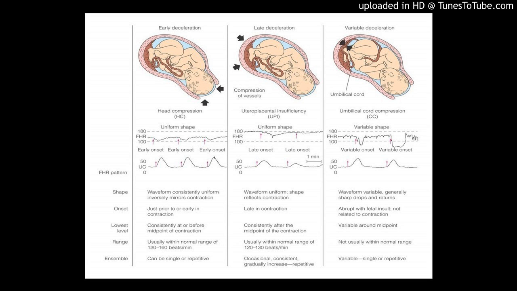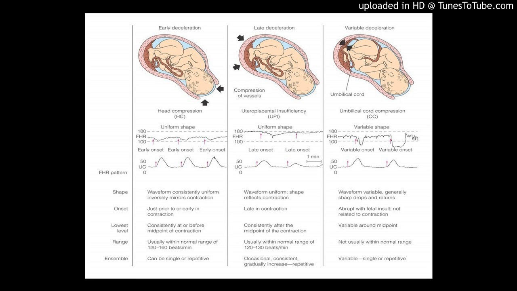Now, the way that you would know that it's a variable is that those are very pointed. You see how these look like a V or a really tight U? What that's telling me is that the heart rate might dip down, but it returns really quickly, as opposed to a deceleration that might look like this. That takes a long time for that heart rate to come back up. In this instance, it goes down, but it comes right back up, which is a good thing, right?